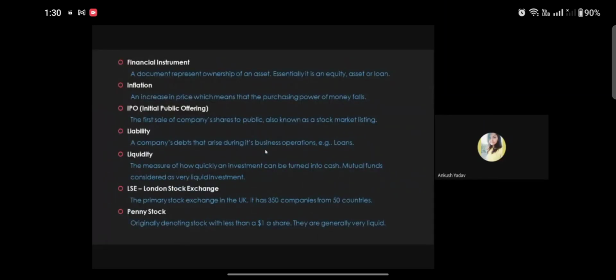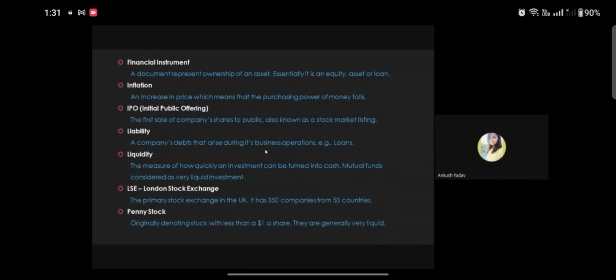Financial instrument is a document which represents the ownership of an asset. We can call stock an instrument also. And inflation is an increase in price, which means that the purchasing power of money falls. So how does the purchasing power of money fall?